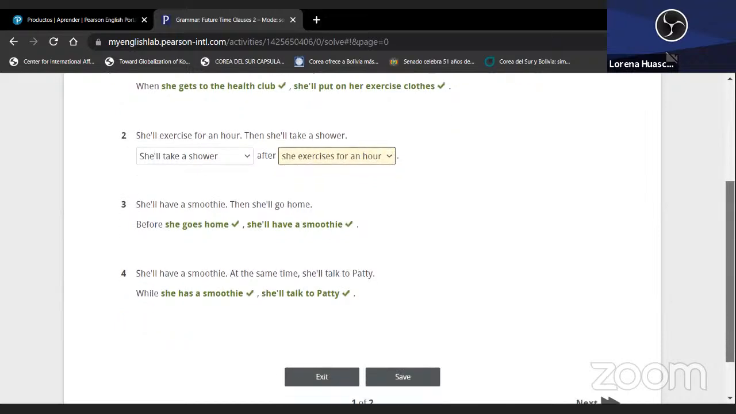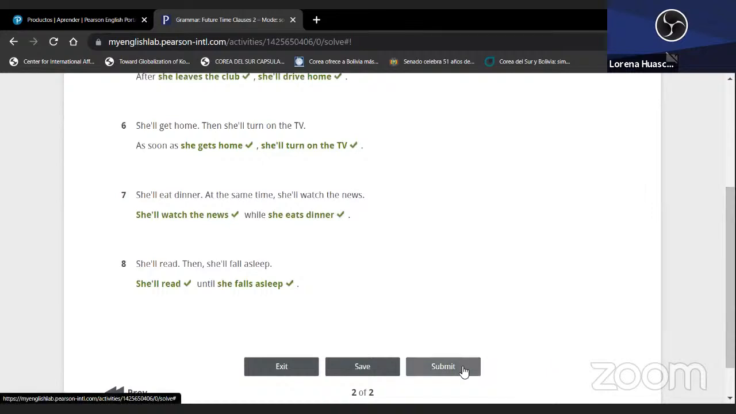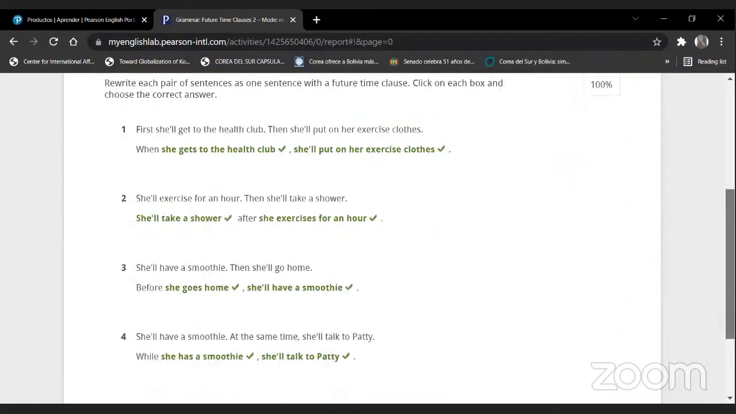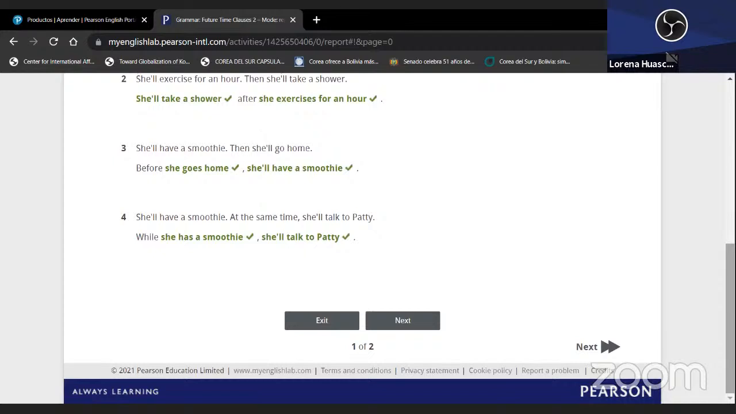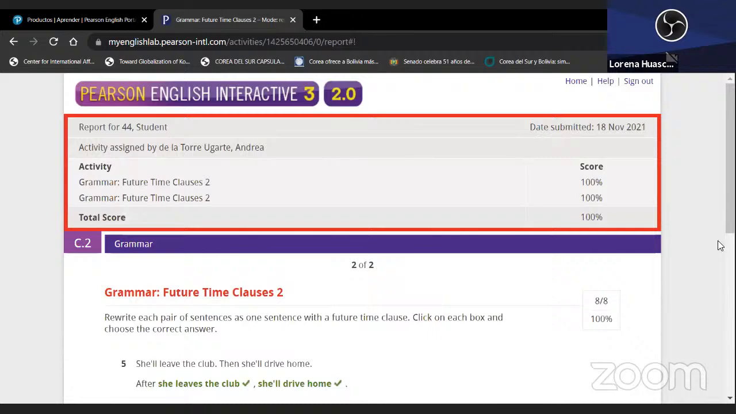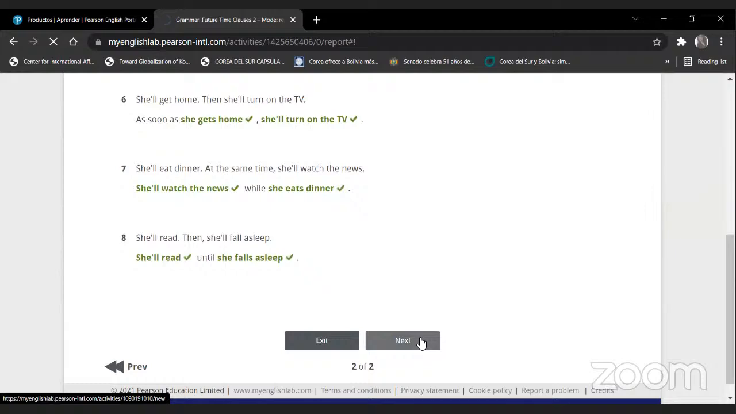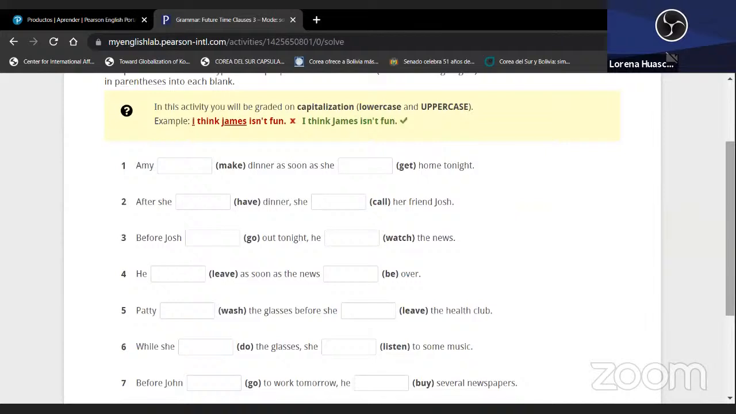After she exercised for 1 hour. And the other one is okay. Perfect. Okay, so that was the only one, right? Great. So I think that we have one more. Let's go next because we have 3 exercises. Future time clauses. Yes, where we have to write.